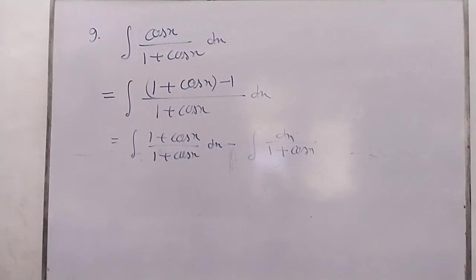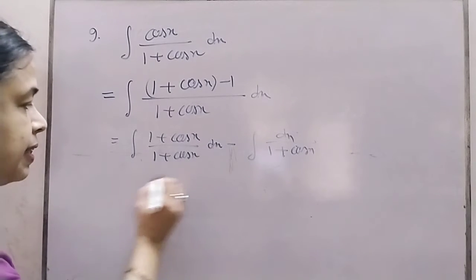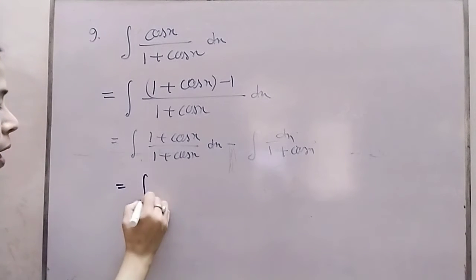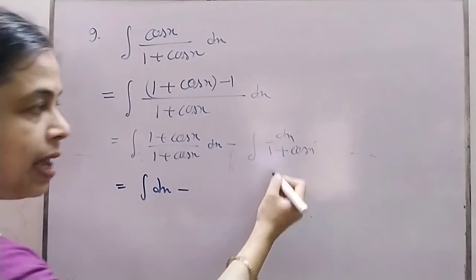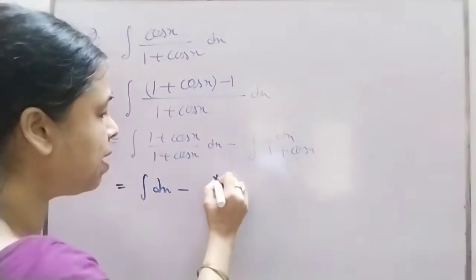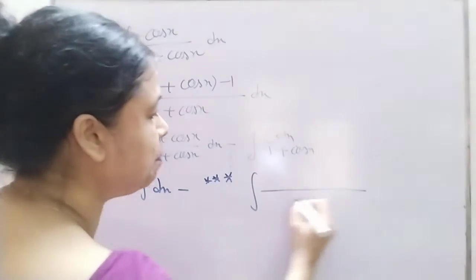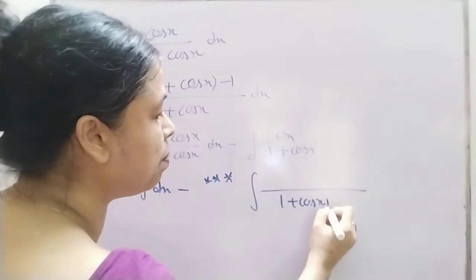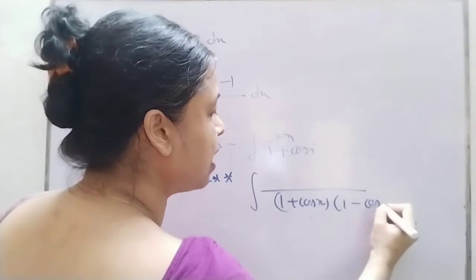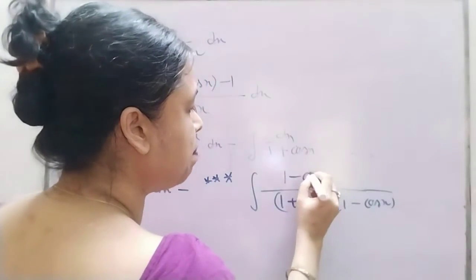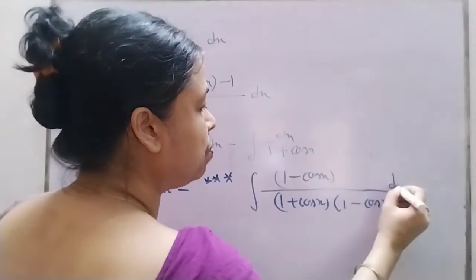Okay. After this, what am I going to do? This will cancel out. Integration of dx is left. Integration of dx. What about this? As I told you, you remember this step. You multiply just by the term. Keep the terms as they are, change the sign between them. And it is (1 minus cos x) whole into dx.